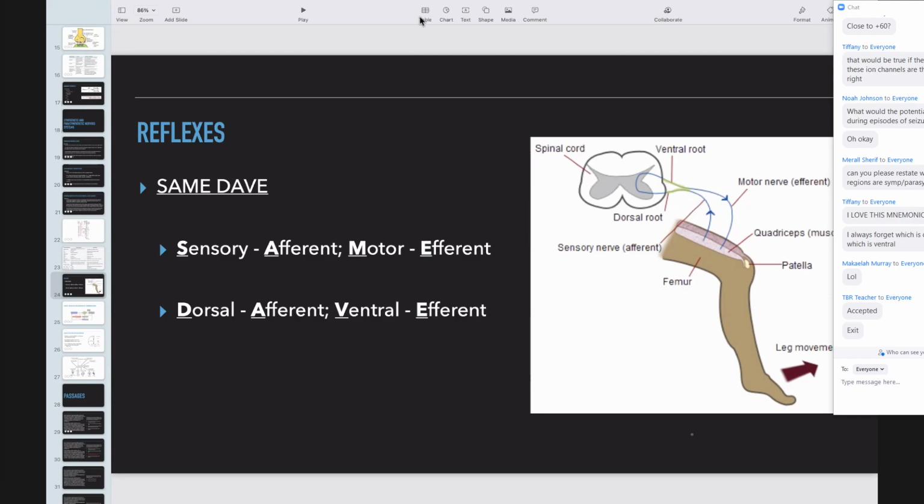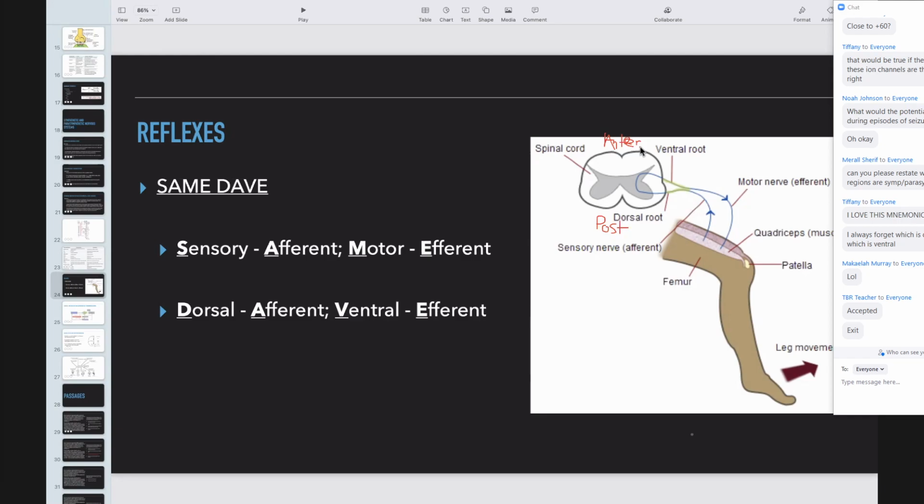So if we actually look at this, and this is a patient, this is the posterior or the back side of the patient, and the ventral root is anterior. So front, anterior, ventral, all synonymous. You'll see all of them written everywhere, so be familiar with what each of them are. So dorsal afferent, ventral efferent.